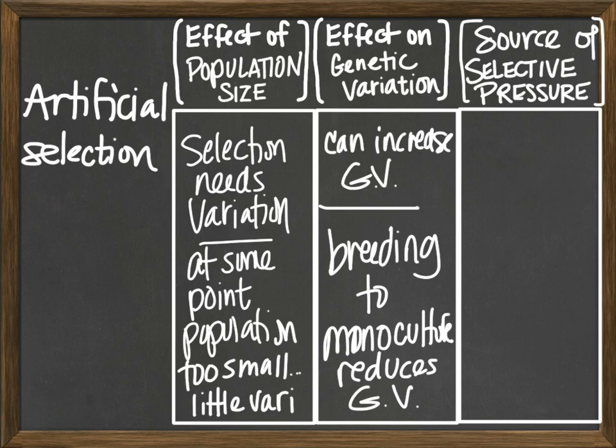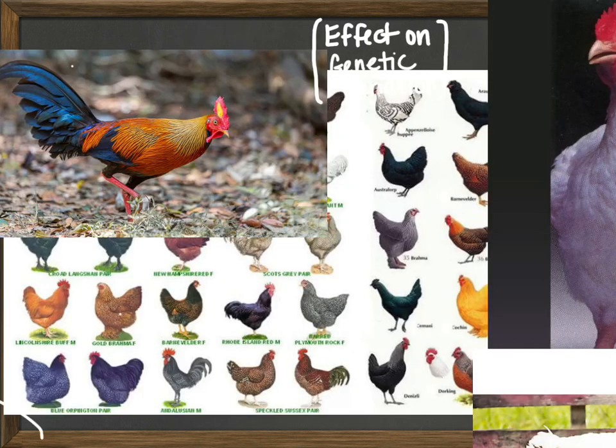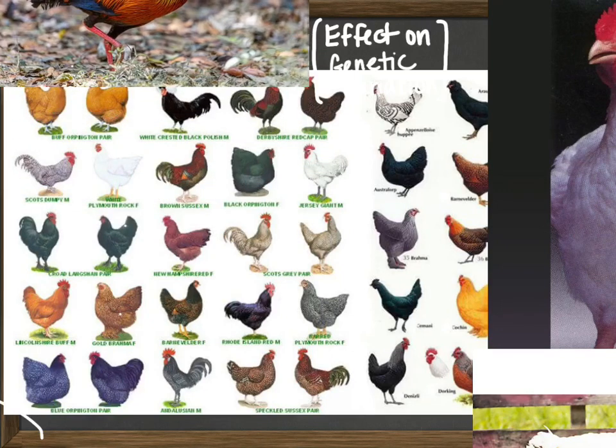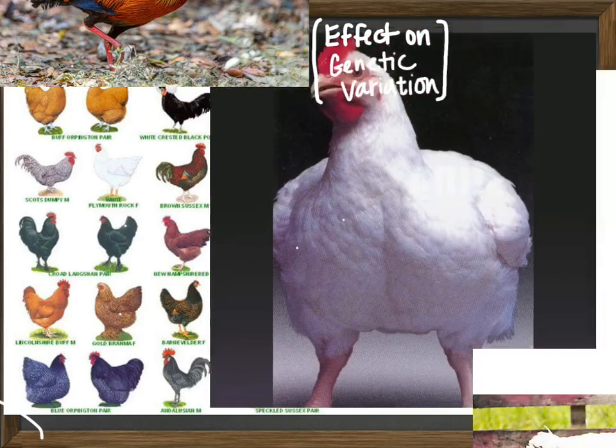But when you breed to monoculture, you very often reduce genetic variation. Here's yet another example. There's our Indonesian jungle fowl. We talked about them a little bit earlier. And from that one species, humans over about 10,000 years have artificially selected for thousands of varieties of poultry. That's amazing and wonderful. We've really done a lot to increase the genetic variability of this species. But now we're kind of on the other end of that.